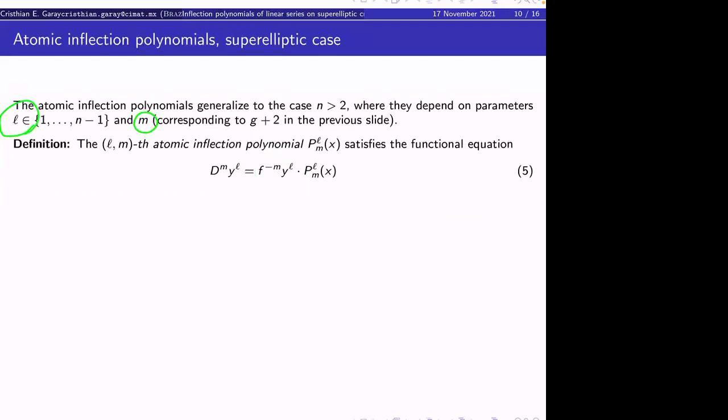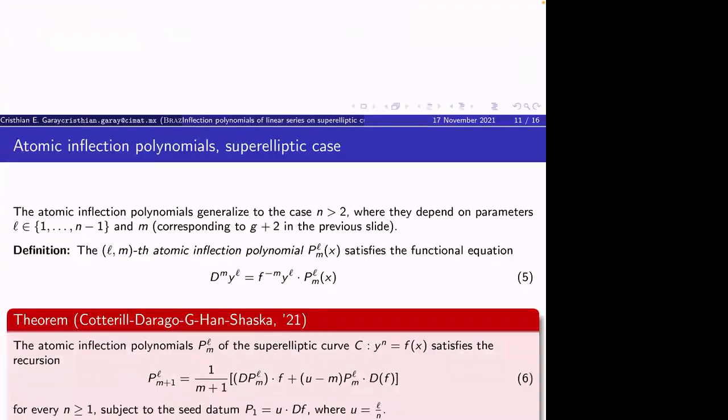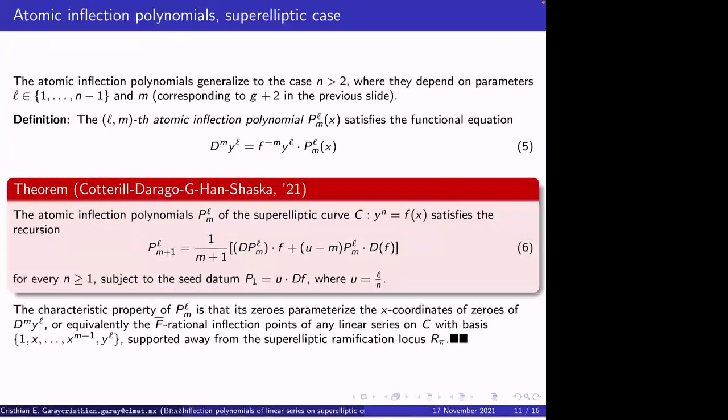And now a property, right? The property is the following theorem. Not only do these polynomials satisfy this equation, but they satisfy a recursive relation. And this is the strong point of this atomic inflection polynomial, since you may compute the case n plus one out of the case m. So this is the content of the theorem.